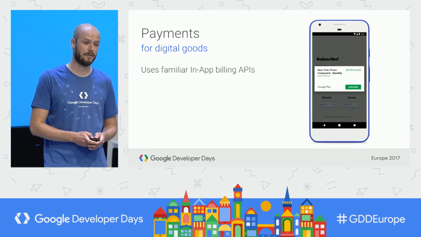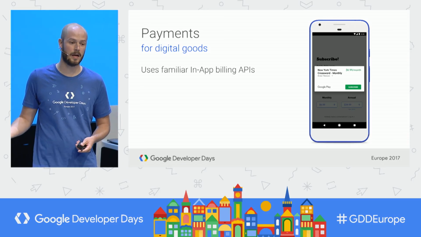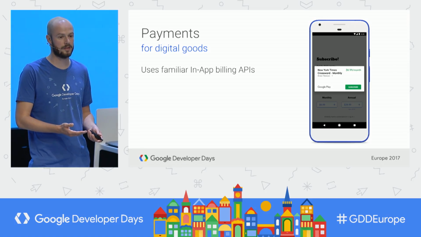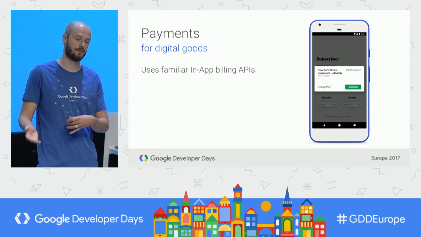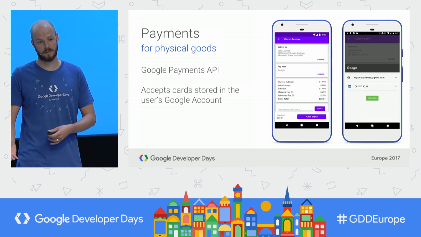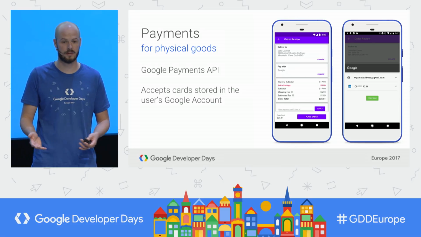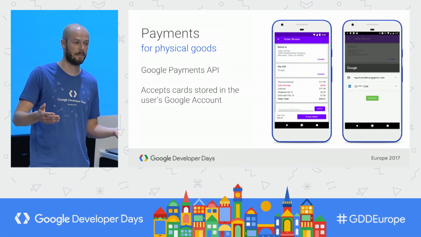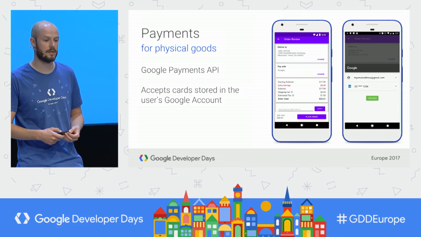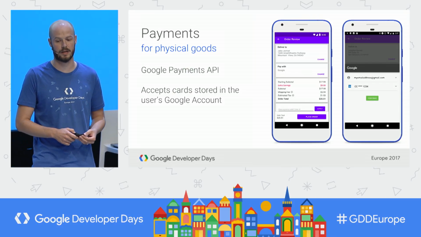Also for payments, for in-app payments, we already have the in-app billing API available. You can use that for digital goods, so everything that you have within the application, or subscriptions, anything like that, works with that. But also if you want to ship something to the user and have physical goods available, or you want to bring the user somewhere, then you use the Google Payments API, which uses the cards stored in the Google user's account.